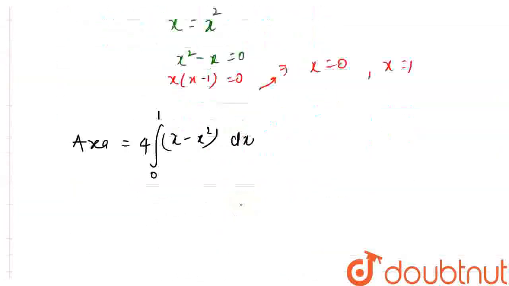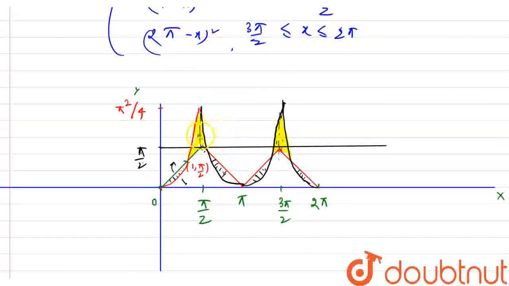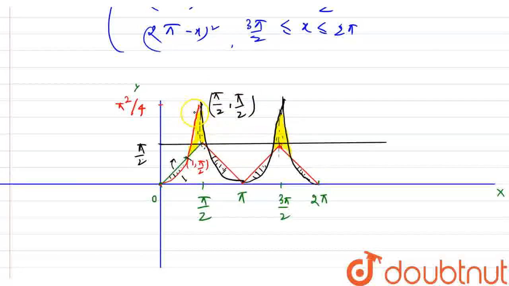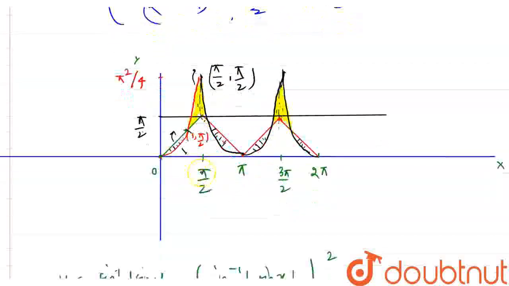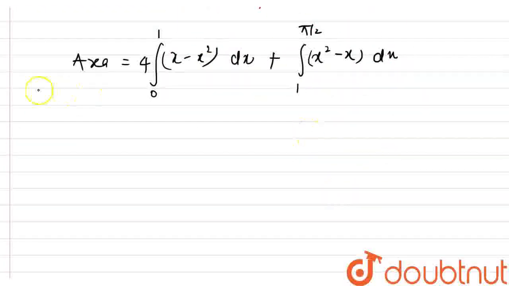Now plus we have to add this area also, the shaded area. This is from 1 to this point, and this point is pi by 2 comma pi by 2. The upper graph is x square here and the lower graph is x here, so I can write this as the integration from 1 to pi by 2 of x square minus x dx. Now I'm simply going to integrate this and I will get my final answer.